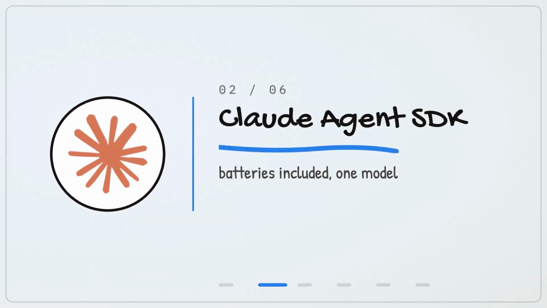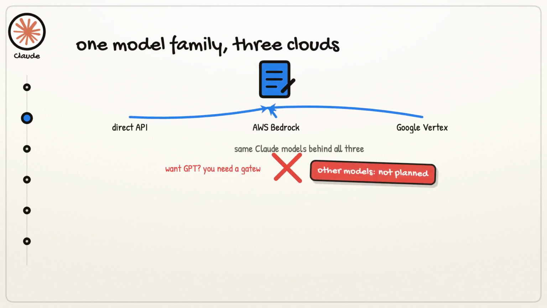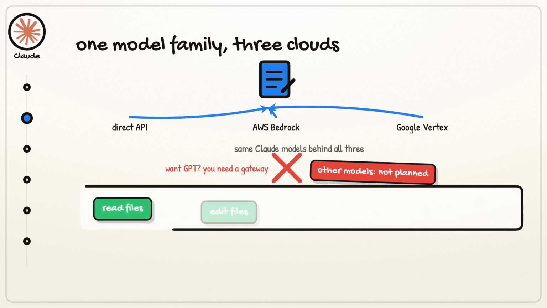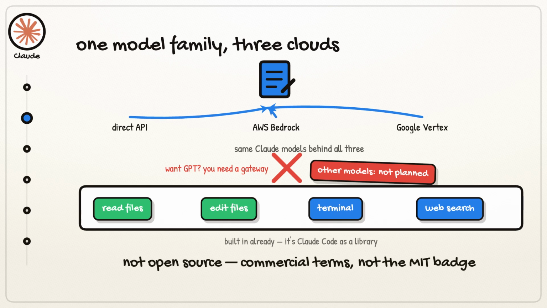Claude Agent SDK. Anthropic's framework is genuinely different from the others, and there are 2 things about it you should know before you start. The first is that it only runs Claude models. You can run it through the Anthropic API, through AWS Bedrock, or through Google Vertex. But those are just different clouds serving the same Claude models. Someone opened a GitHub issue asking for support for other models, and it was closed as not planned.